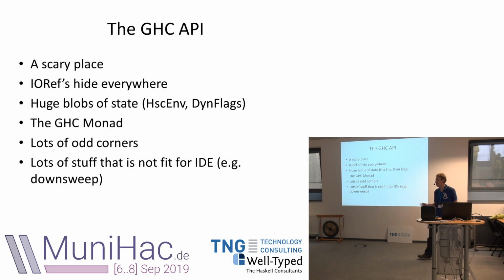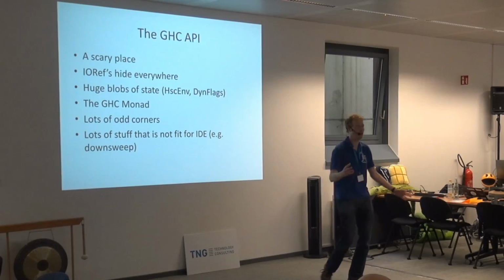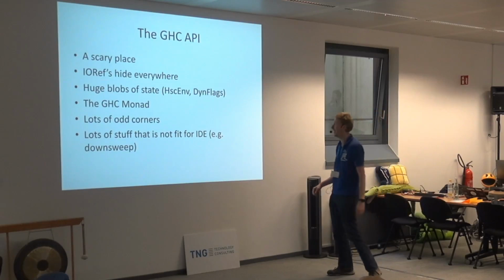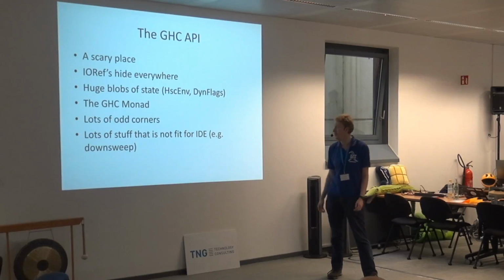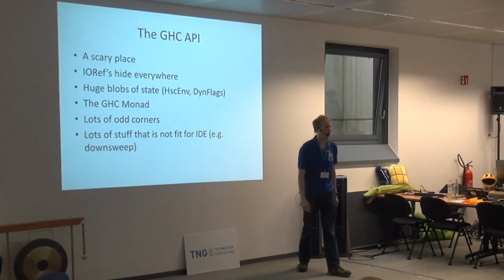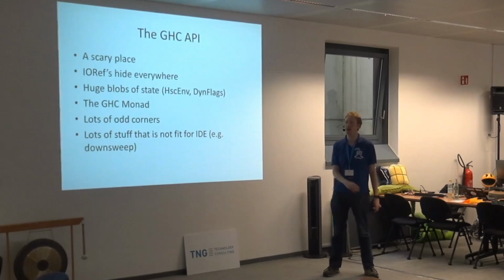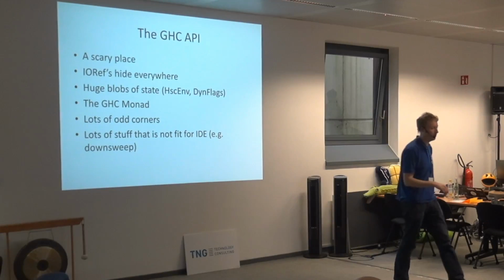So it is a scary place. IORefs hide everywhere. If you look at a data type in the GHC API and ask, is there an IORef buried inside here? The default answer is probably yes. There are huge blobs of state. The kind of global variables that people warn you about in imperative programming are in the GHC compiler, but they're threaded round in an IORef. Well, yay. There's the GHC monad that accesses this huge blob of state, and there's lots and lots of odd corners. And there's lots of stuff that isn't suitable for IDEs. So the GHC API is not a nice place for an IDE writer.